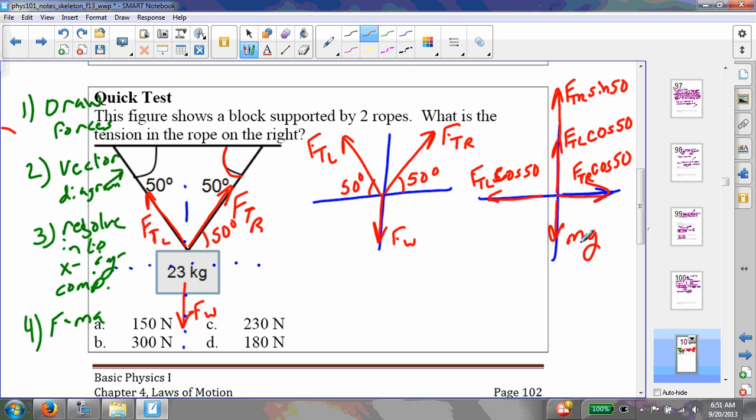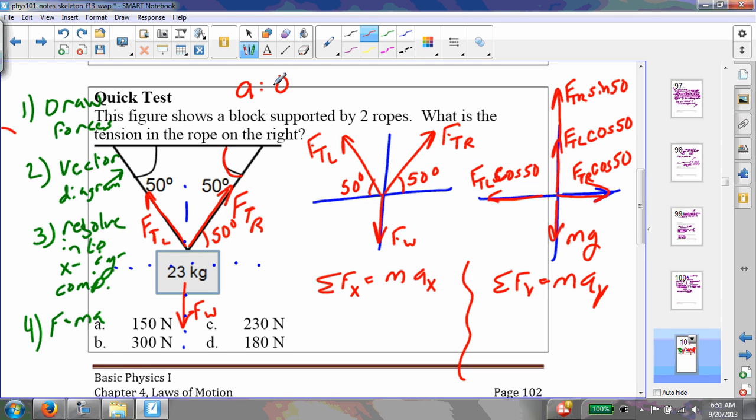Now, from Newton's second law, that's the fourth step. I say that the sum of the forces equals ma. In particular, the sum of the forces in the x direction equals max, and the sum of the forces in the y direction equals may. Okay. So in both of these cases, the acceleration equals 0. The object is not accelerating either in the x direction or the y direction. So both of these are going to equal 0. The sum of the forces in the x direction equals ma equals 0, and the sum of the forces in the y direction equals 0.